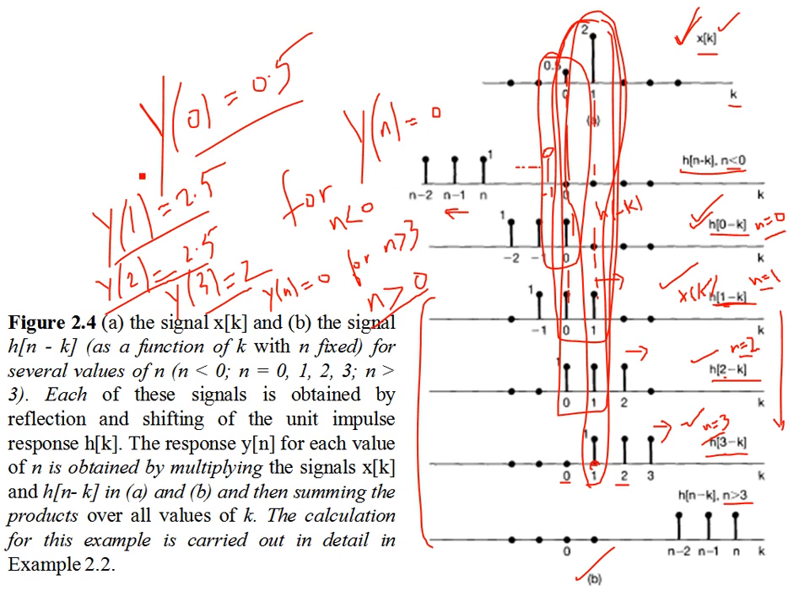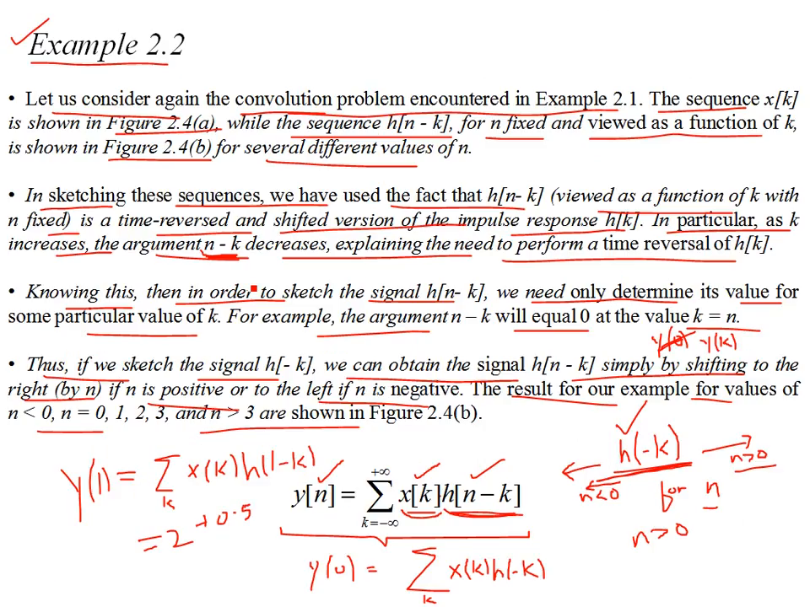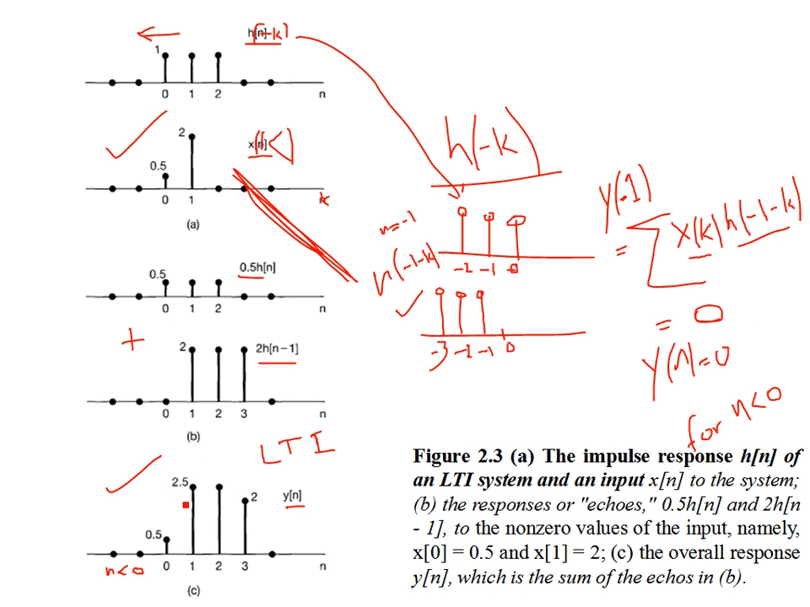So you see that the output y of n that we have over here, y of 0 is 0.5, y of 1 is 2.5, y of 2 is 2.5, y of 3 equal to 2, is exactly what we had before when we summed the two sequences 0.5 h of n and 2 h of n minus 1. So this is 0.5 for y of 0, 2.5 for y of 1, 2.5 for y of 2, and then finally 2 for y of 3. Okay, so this agrees with the previous approach as well.